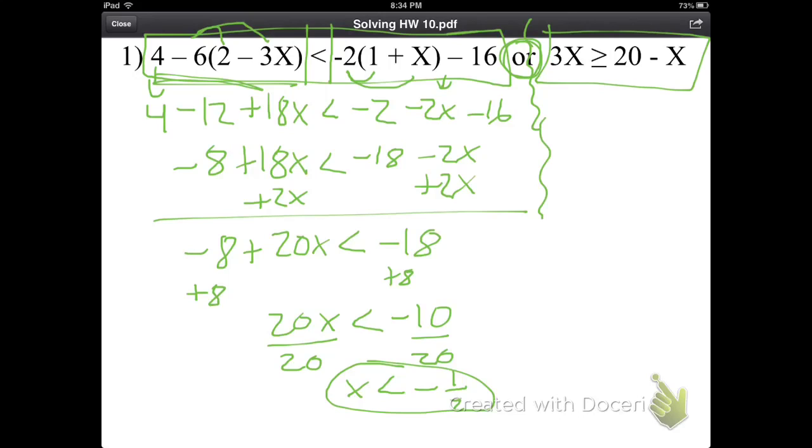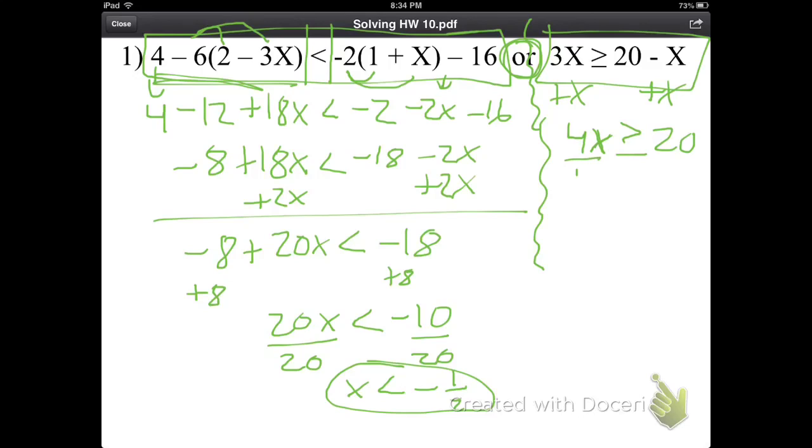Okay, now let's look at the right side. We got 3x greater than or equal to 20 minus x. Since I already have the variable on the left, it's almost by itself, I'm going to move the one on the right. So I'm going to add x to both sides. On the left side I get 4x. Right side doesn't have an x anymore, but it's got the 20 still.